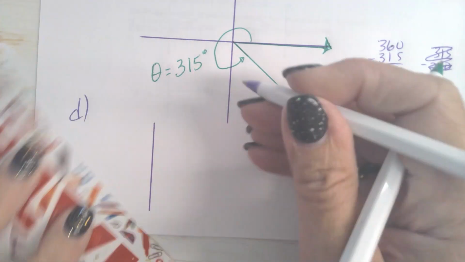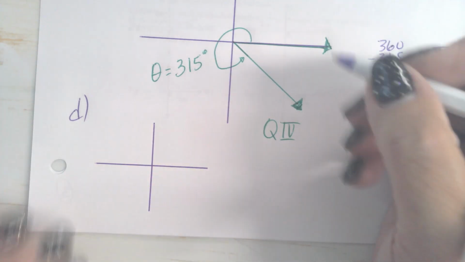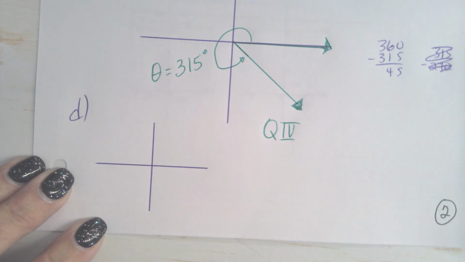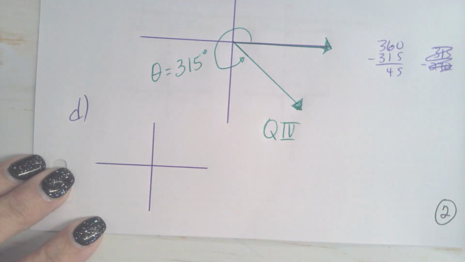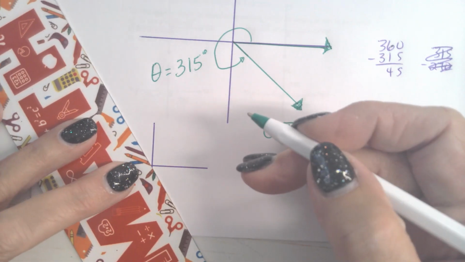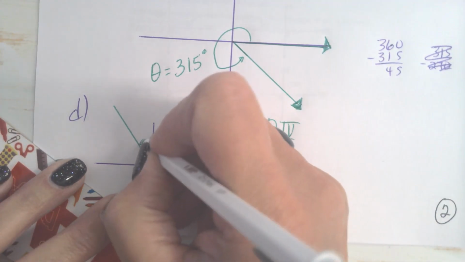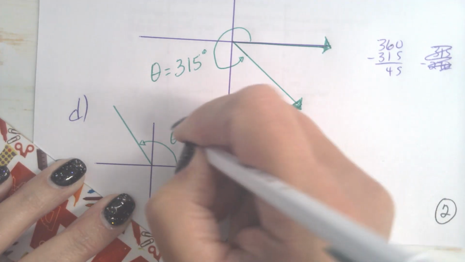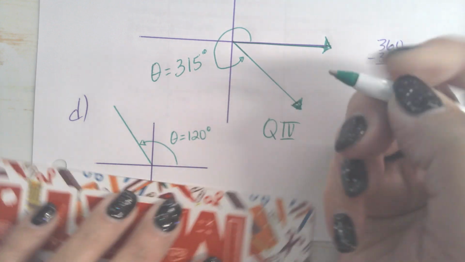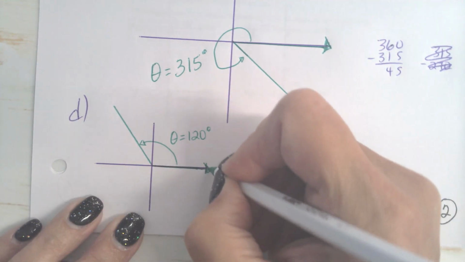So we're going to draw a 120-degree angle. 120 would give me a 60-degree angle. So 60-degree angle right there, right? And this gave me theta equaling 120.